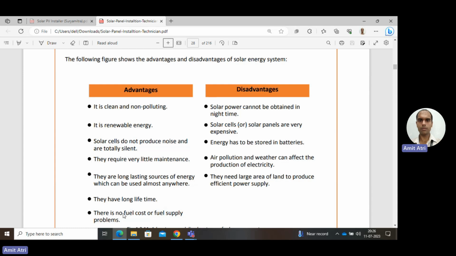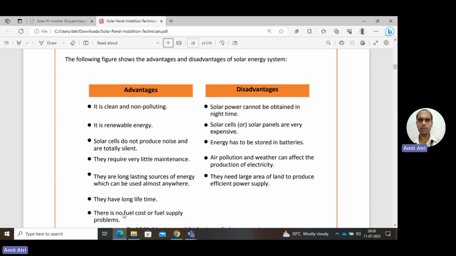Next, they are very long lasting. They have a very long life. Then they can be used anywhere. Almost all locations we can install our solar panels. Then no fuel cost. Like a diesel generator, we need diesel to run that generator. So diesel is the fuel, and we have to pay the cost of that diesel. But in the case of a solar panel, we don't need to pay for any type of fuel.